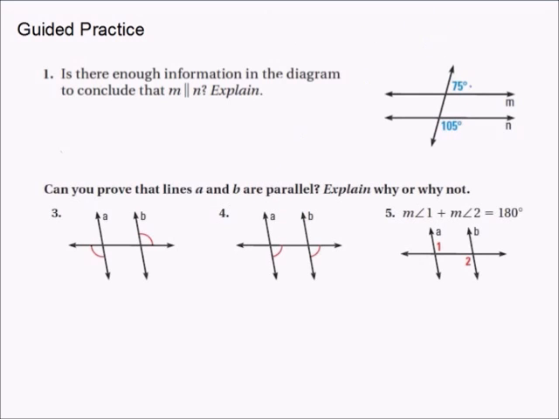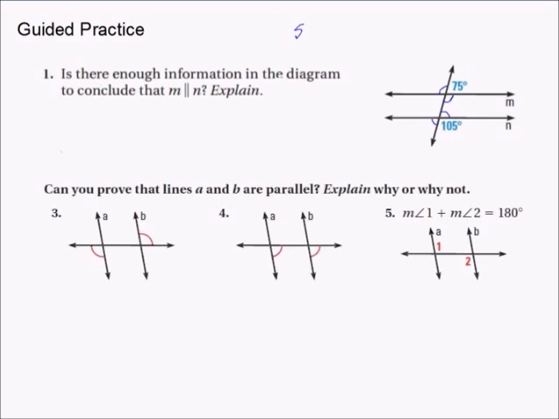So if you look at this, you ask: is there enough information in the diagram to conclude that line M is parallel to line N? Well, look at it. What can you figure out from this graph right here? There's a few things that you could do. You could figure out what this angle is, what this angle is, what this one is, and what this one is. So you have options. I'm going to go ahead and use this.